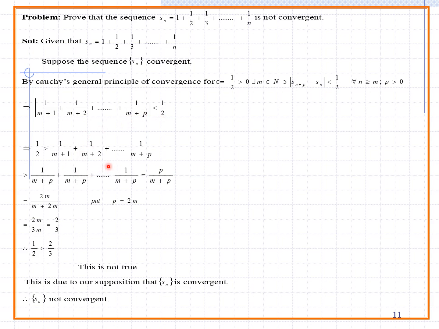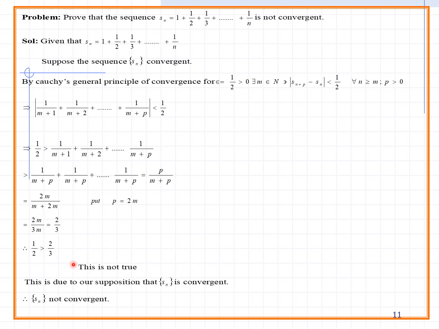Can I write it like this also? Each term is at least 1 by m plus p, so this total is at least p by m plus p. Here p is replaced by m, or 2m, giving 2m by m plus 2m. After that, m plus 2m is 3m, so the m values cancel and you get 2 by 3. So the assumption says 1 by 2, but what you prove is 2 by 3. So 1 by 2 is smaller than 2 by 3. So this is not true.